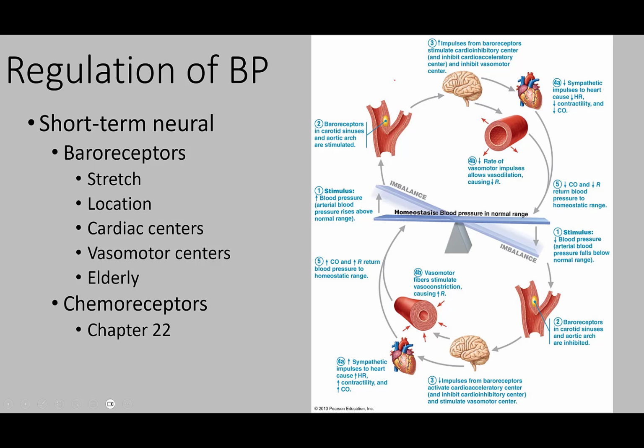Similarly, if your blood pressure is lower than normal, now there's not as much stretch on the walls of these vessels. They send action potentials to the medulla that interprets that as, uh-oh, my blood pressure's down, I need to do something to raise it back up. So that's how our body knows what our blood pressure is at any given moment. If it's going to be able to raise it if it gets too low or lower it if it gets too high, it needs to know what that blood pressure actually is.